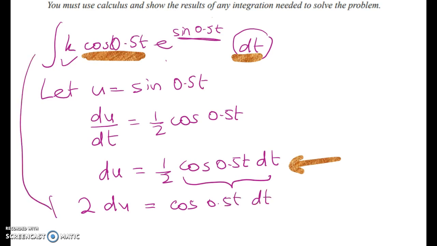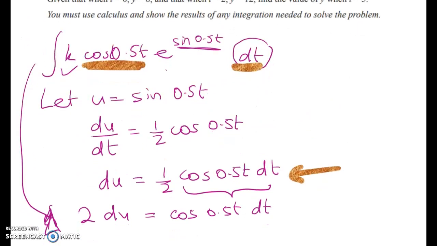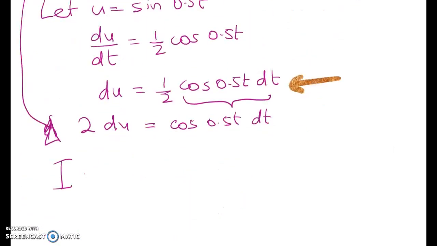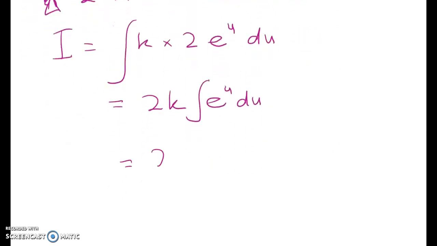And that means that I can rewrite my integral as this. We'll call this thing here, let this equal big I. Okay, I for integral. So I is equal to the integral of k times 2 e to the u du, which equals 2k times that, which is 2k e to the u plus c.